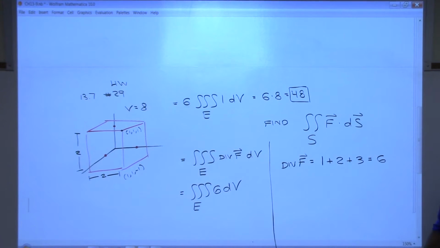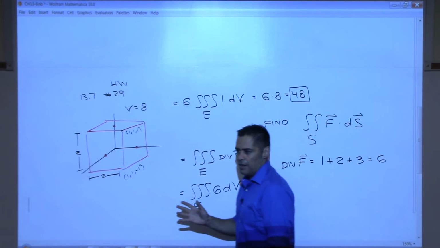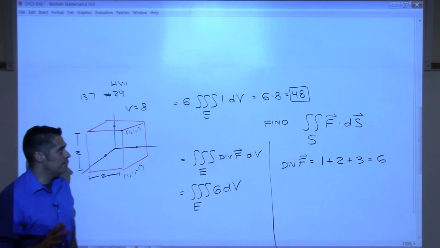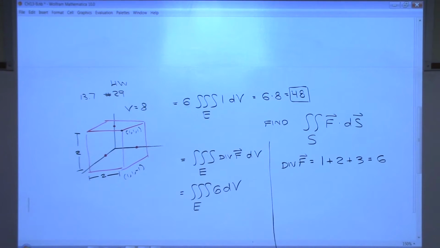All right, but here's the thing. Divergence theorem is awesome, okay? I'm not going to downplay it. It's a great theorem. But you have to have a surface enclosing a solid. If you don't have that, you throw it out.